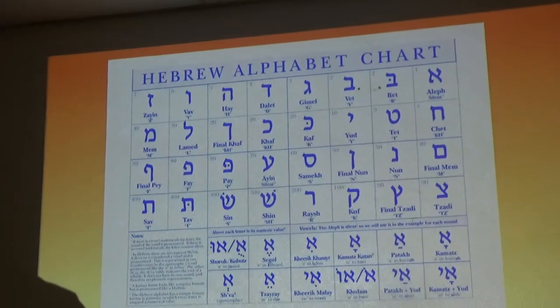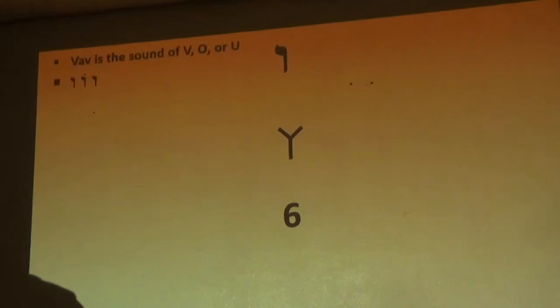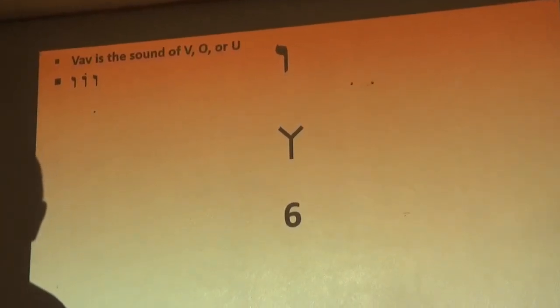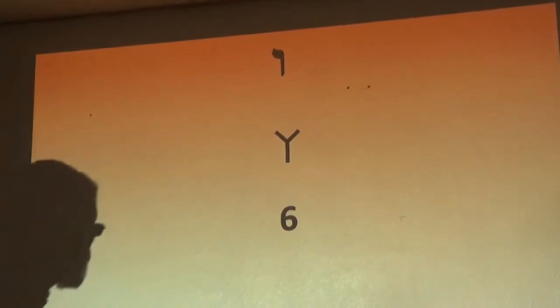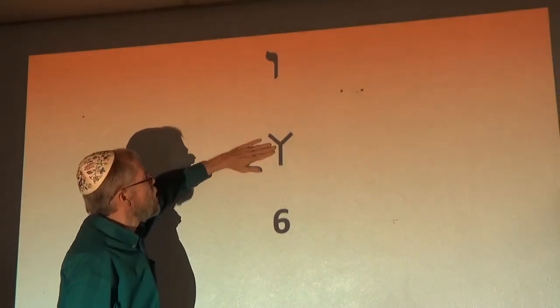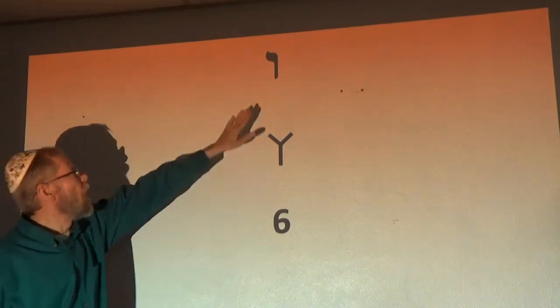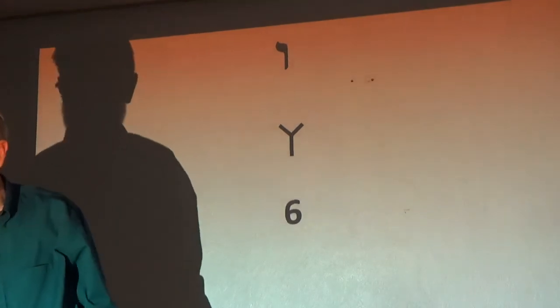All right. So let's start with the Vav. This is the letter Vav. This is the pictograph, and this is the number. So the letter Vav, pictograph, and its number is 6. As we said, 1, 2, 3, 4, 5, 6: Aleph, Bet, Gimel, Dalet, He, Vav. Its number is 6. You'll notice that the pictograph looks something like our Y letter. We'll talk about that in a little bit.